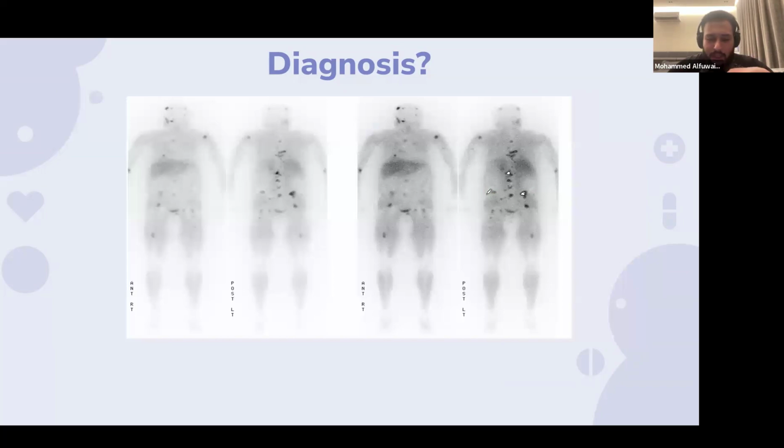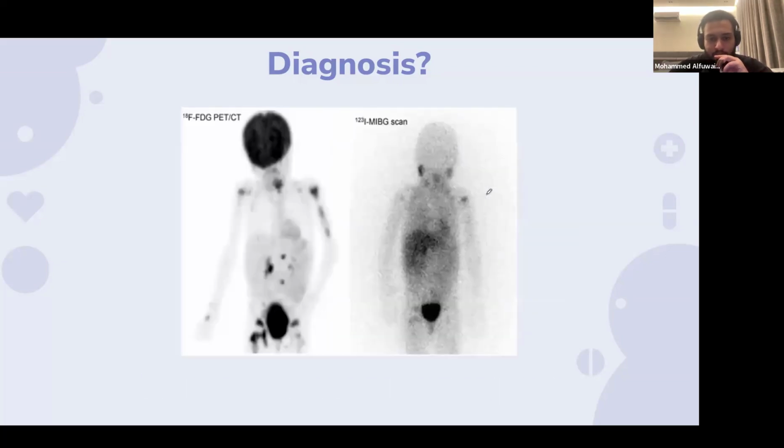Okay? Now, if this patient was uncontrolled and then you come and do another MIBG scan and you see this, what happened to this patient? What happened to the pheochromocytoma? Metastasized. Good. Okay, perfect.